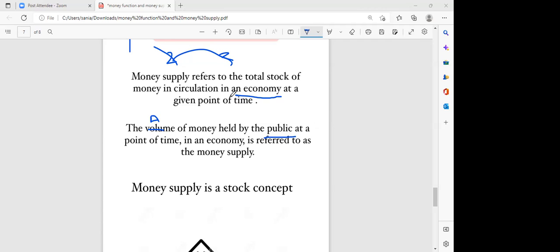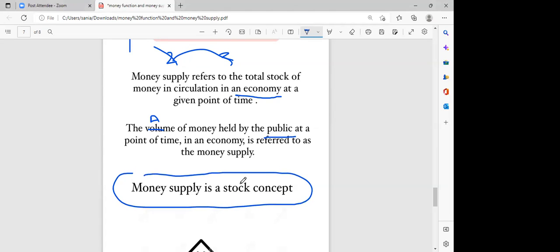Okay, so if you feel like this one is easier or this one is easier, you can write both. The definitions are fine. But in both the definitions, you have to mention this point, that money is a stock concept.